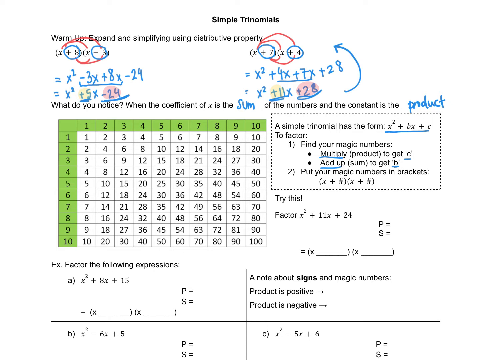So if we're factoring x squared plus 11x plus 24, the product has to be the constant, which is 24, and the sum has to be the coefficient of x, which is 11. If you don't like p and s, you can also write down multiplication is 24, addition is 11, if that works better. All right, so now you have to think of two numbers that when you add them, you get 11, and when you multiply them, you get the 24.